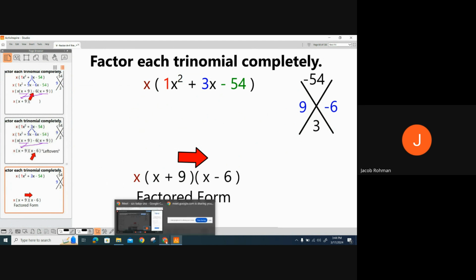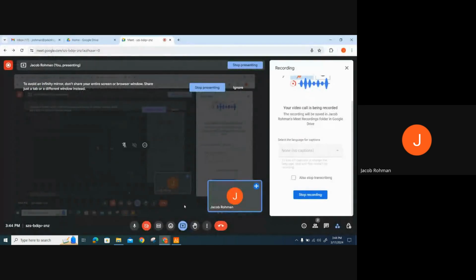And there are other examples in your notes, but this should give you just enough information. So that concludes our video lesson.